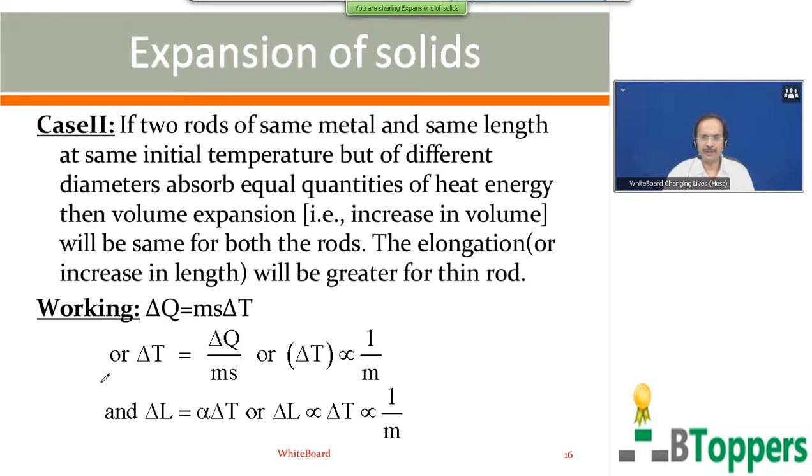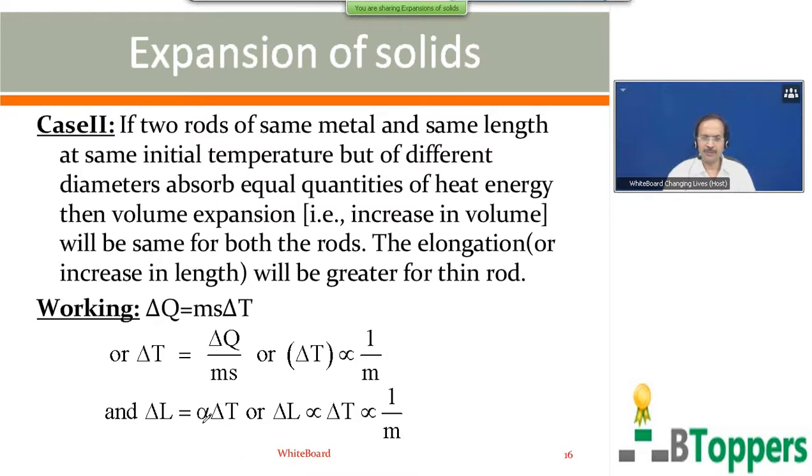I have shown the working here: delta Q is equal to m s delta T. M is the mass, S is the specific heat here. Delta T you can write as delta Q by M into S. Because both the rods absorb the same quantity of heat delta Q and they are made up of the same metal with the same specific heat S, therefore delta T is proportional to 1 by M.